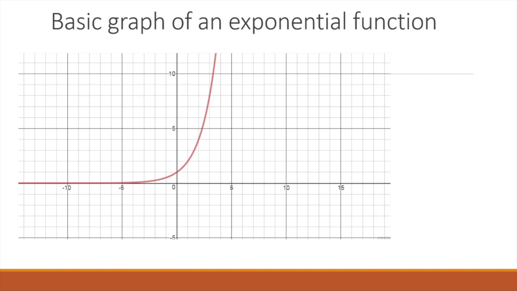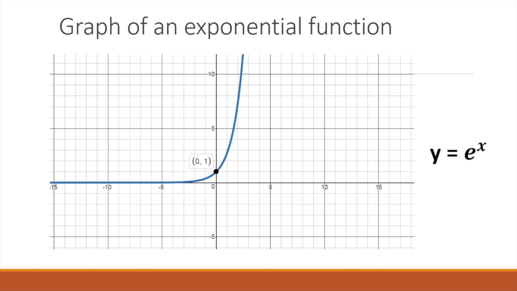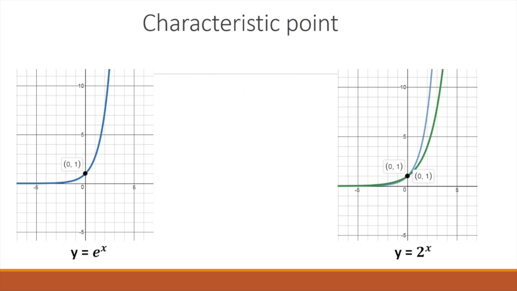First of all, we need to know what an exponential function is, and that is any number raised to the x, represented as y equals a to the power of x. Now, in this example, we are going to analyze the natural number e raised to the x. Here, we are comparing two graphs, e raised to the x and 2 raised to the x. We can see that they have different inclination, but they have the same characteristic point, and that is (0, 1).